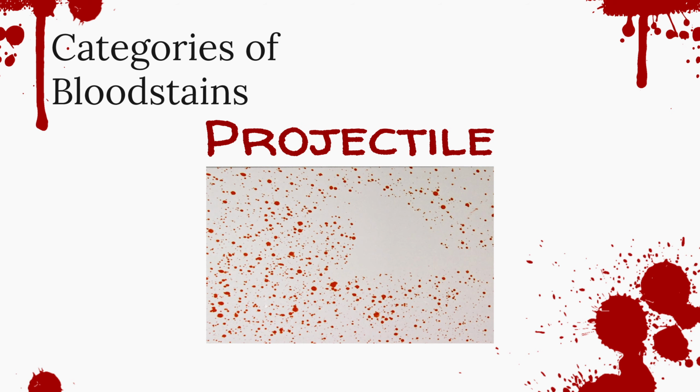Next is projectile bloodstain. This can occur when a force is applied to the surface of blood. It is also called a splatter. This can be caused by the respiratory system or weapons that cause the injury.